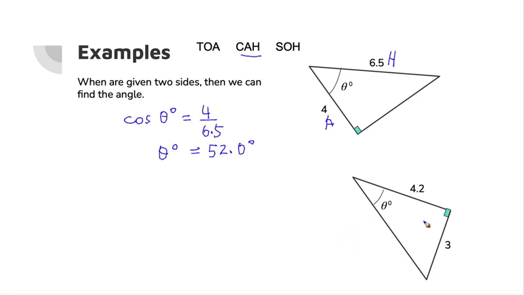Now looking at this, the hypotenuse is not known, so therefore it cannot be sine or cosine, but it's just opposite and adjacent, which is tangent. So we have tangent theta degrees is 3 over 4.2, and that gives us the angle 17.0 degrees.